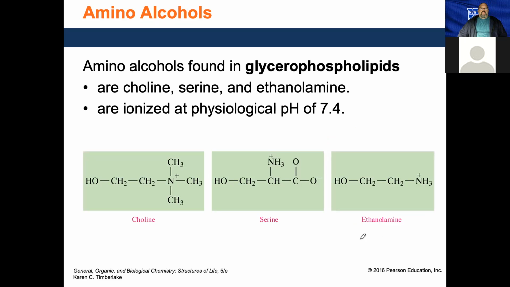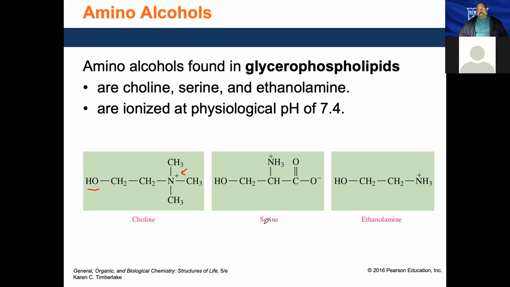All right. So let's go back to glycerophospholipids. The way that you recognize the different types of glycerophospholipids is based on the amino alcohols that are present. There are three possible amino alcohols: choline, serine, and ethanolamine. The reason why they're classified as amino alcohols, when we take choline, is that you have an alcohol portion and you have an amine portion.